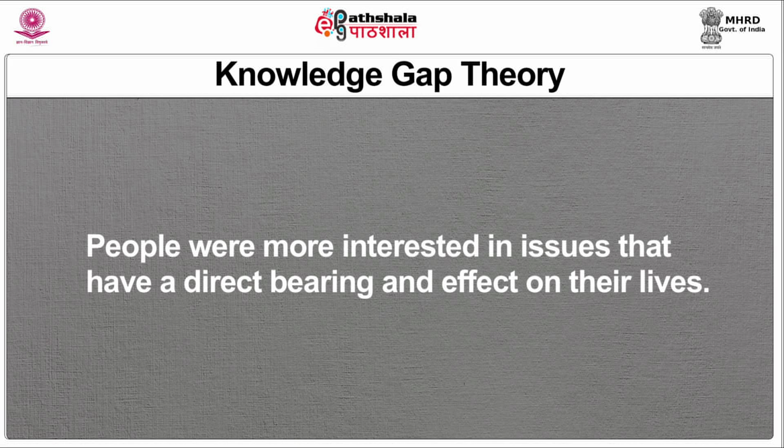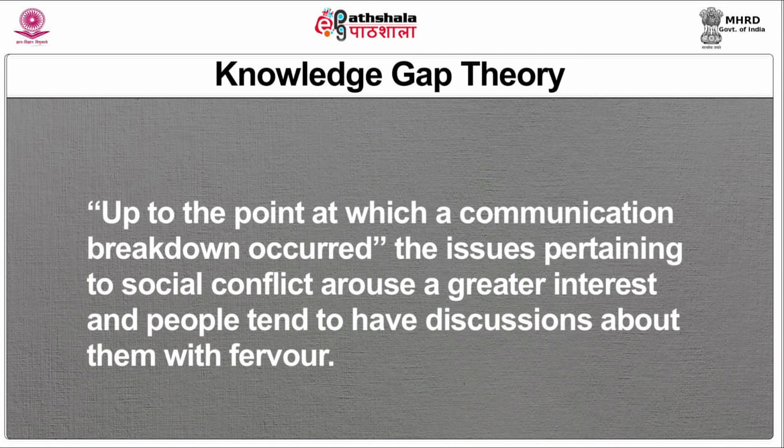People were more interested in issues that have a direct bearing and effect on their lives. Thus, local issues and topics generated greater curiosity among them as against issues of national level. Up to the point at which a communication breakdown occurred, the issues pertaining to social conflict arouse a greater interest and people tend to have discussions about them with fervor. This leads to the narrowing of the knowledge gap.